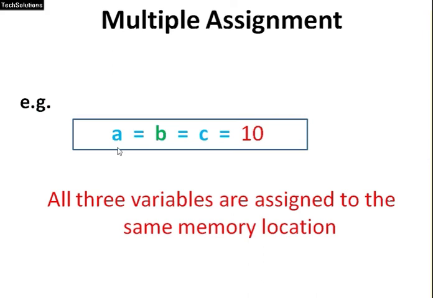For example, you can see a equals b equals c equals 10. All three variables a, b and c are assigned to the same memory location. Here an integer object is created with the value 10 and all three variables are assigned to the same memory location.